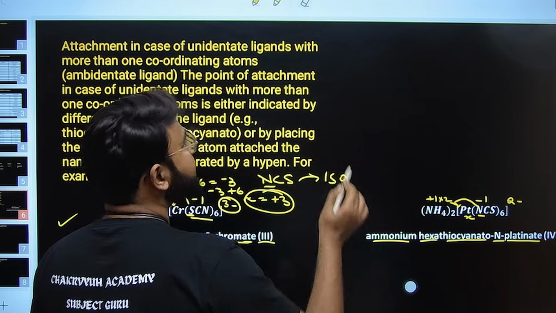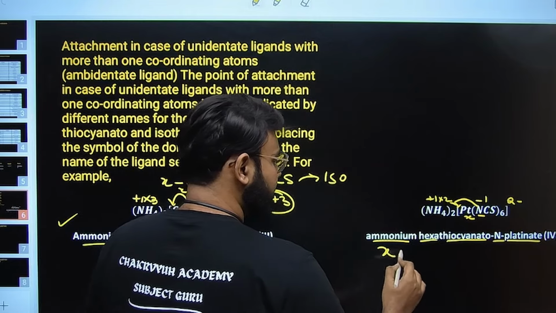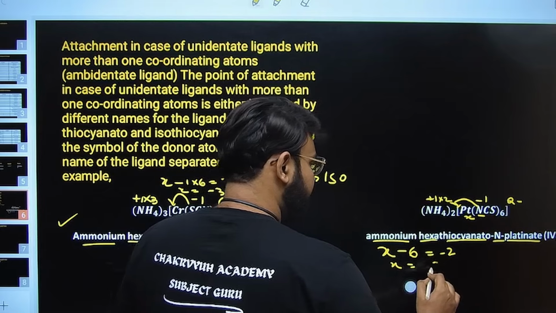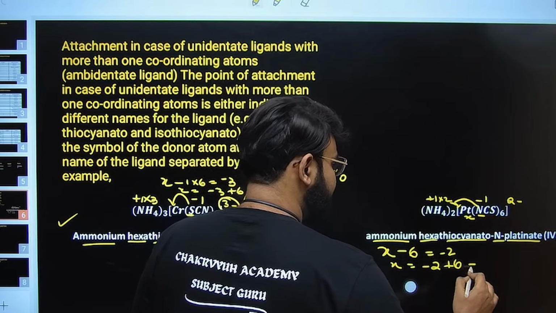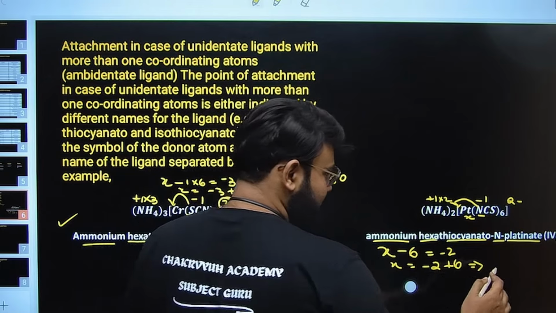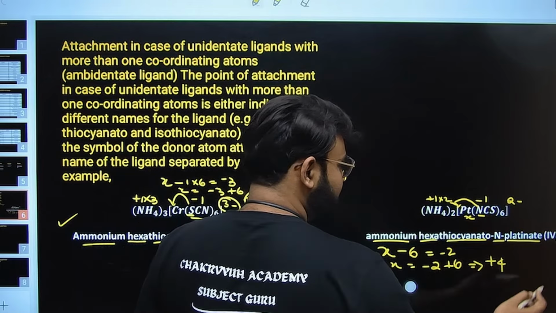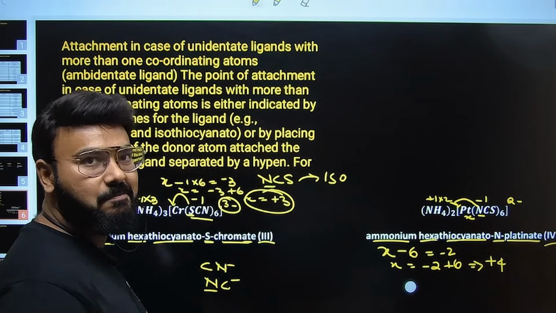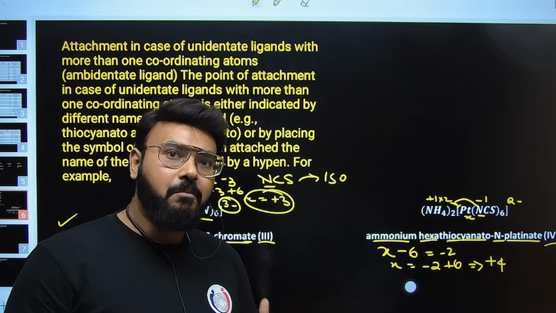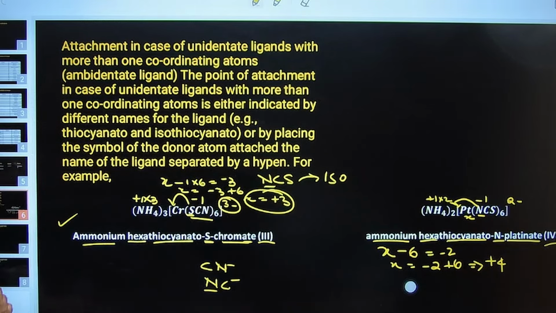It will be X minus 6 is equal to -2. So X will be -2 plus 6. So it comes as how much? It will be 4 plus 4. So in Roman we have written 4. I hope it's clear. Now let's do some more questions to have a better understanding.